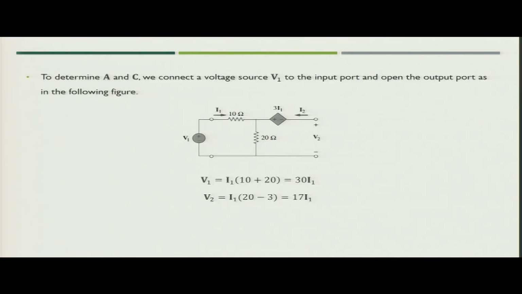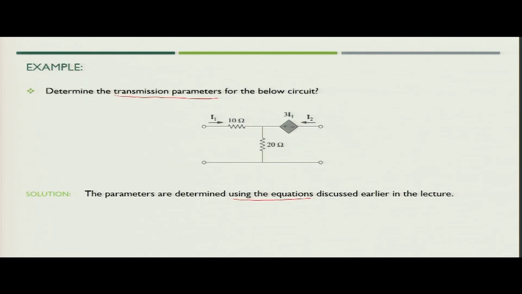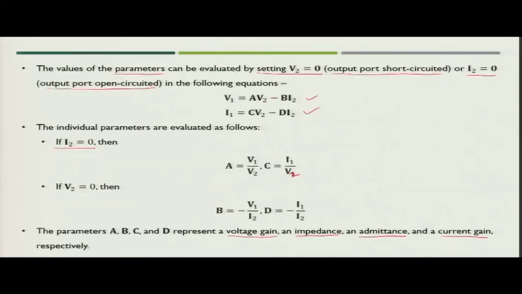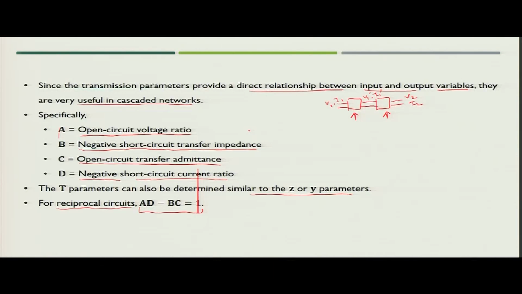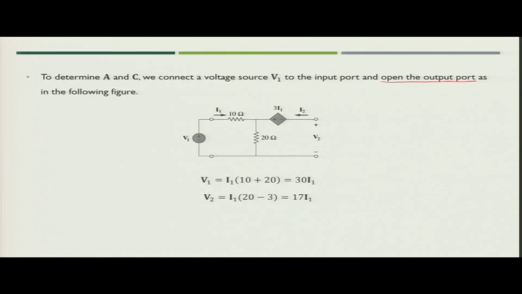So, in the first case, we are opening the output port, and at the input port we have a voltage connected, that is V1. When we have this particular condition, we put these values in the ABCD equations, that is the V1 and I1 equations, by setting I2 equal to 0.